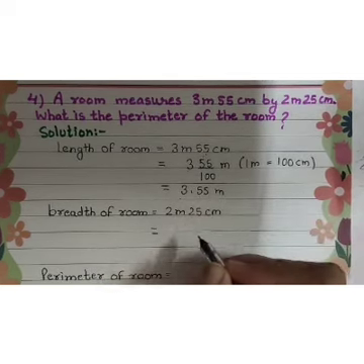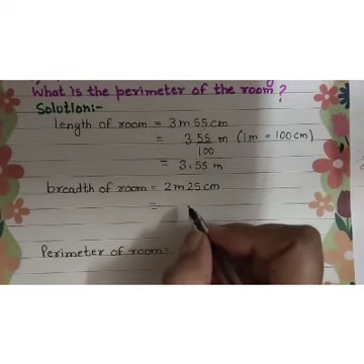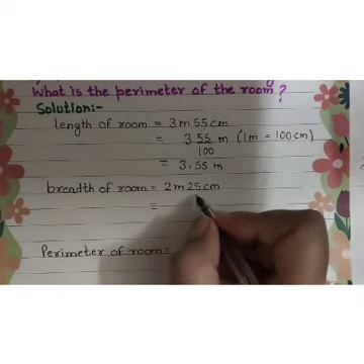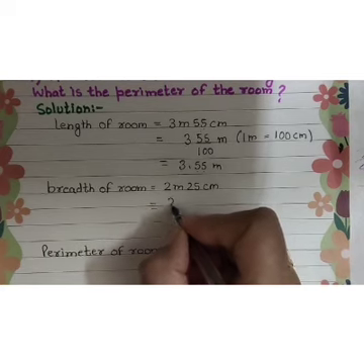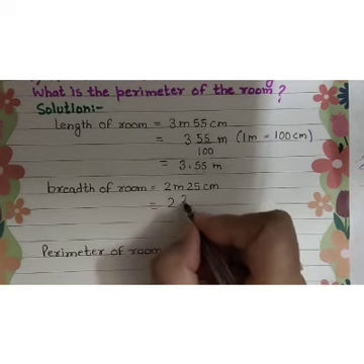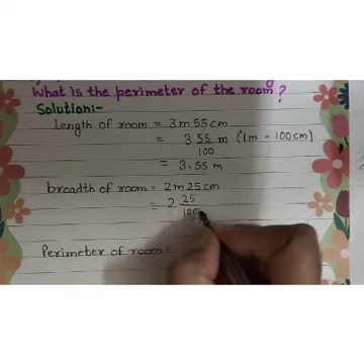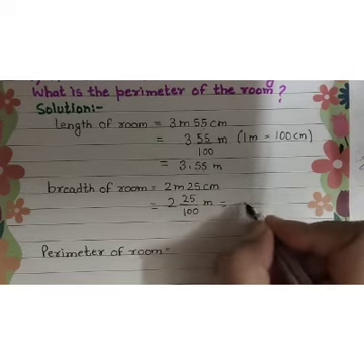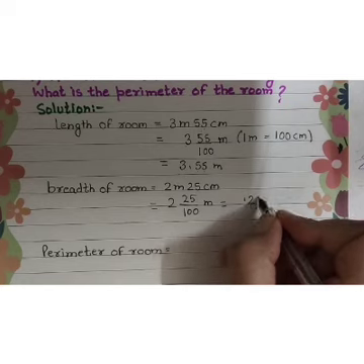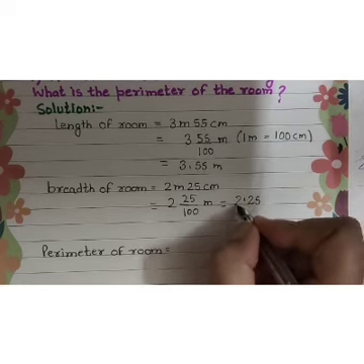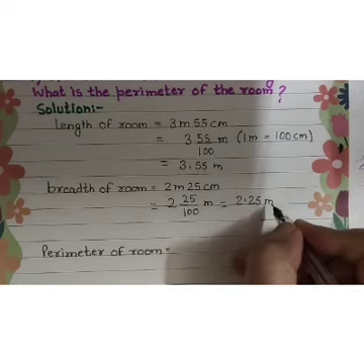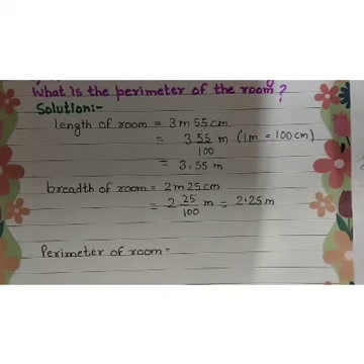3.55 meter. Now similarly, breadth of room. Now we have to convert centimeter into meter. 2 will remain as it is. Now we will write 25 by 100. 25 by 100 will become 0.25. Therefore 2.25 meter is the breadth of room in decimal form.